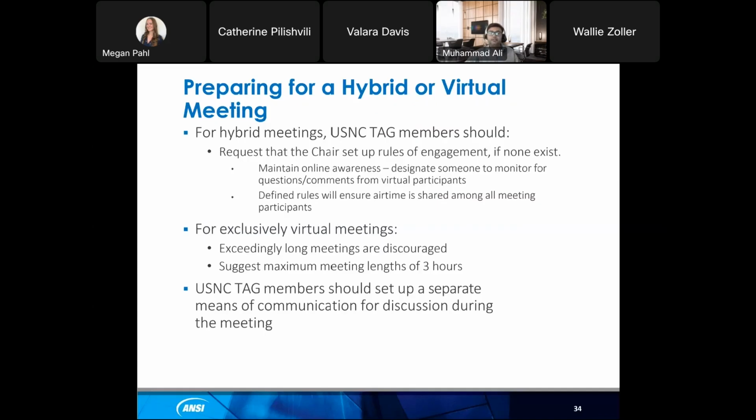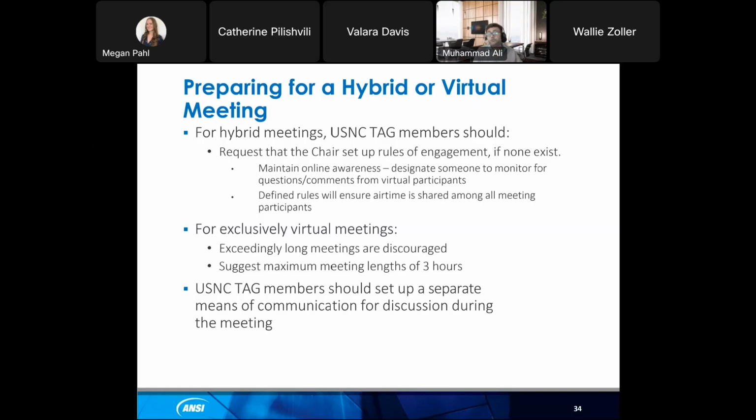For hybrid meetings, USNC TAG members should request that the chair set up, now when we talk about the chair, we are talking about the USNC TAG members within the TAG itself, rules of engagement if none exist, maintain online awareness, and designate someone to monitor for questions and comments from virtual participants. These rules will help to define and ensure that there is adequate participation from all that are participating in the meeting virtually.